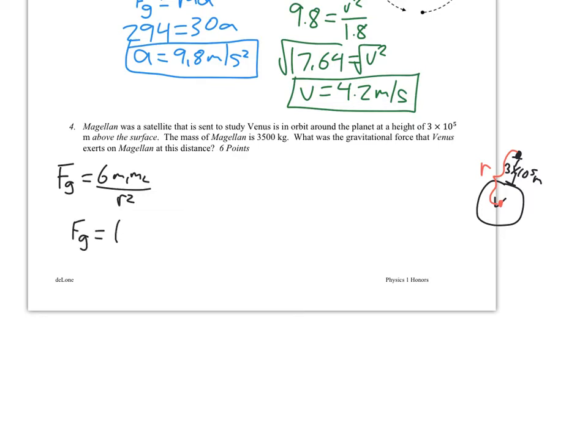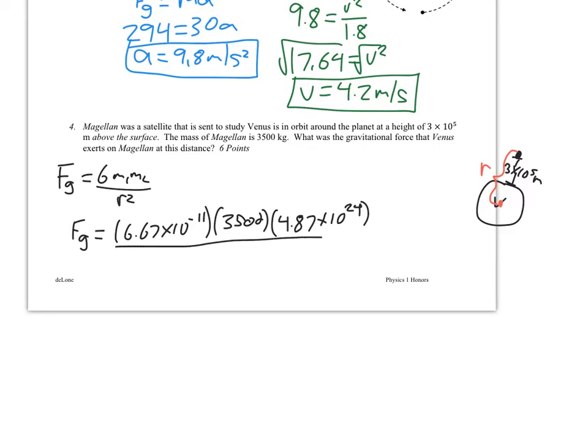We know that G, of course, is 6.67 times 10 to the negative 11th. The one mass we're going to have is the mass of the satellite, which is 3,500. The other mass we're going to have is the mass of Venus itself. And to get that, we're going to look up our planetary data, and we see that it's 4.87 times 10 to the 24th kilograms. And that's going to be all over our radius.